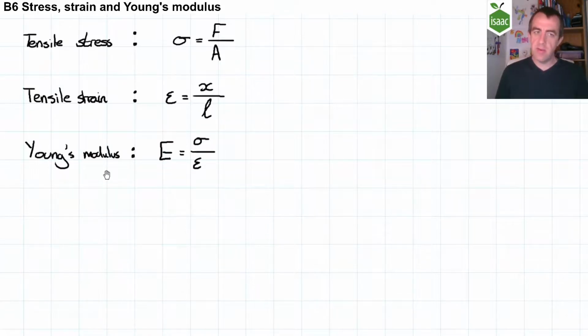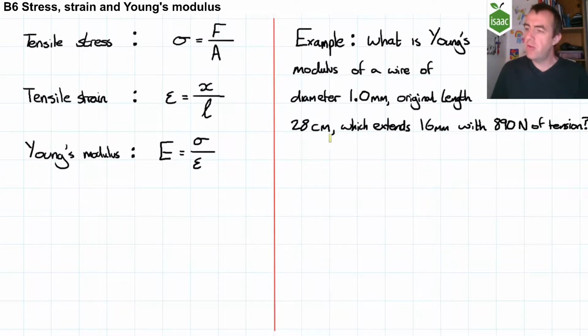Young's modulus of a substance is the tensile stress divided by the tensile strain. And usually it's given in gigapascals because usually it's a very high number indeed. So here is a typical question asking you the Young's modulus of a wire. We are given the diameter of the wire and we are given the original length of the wire. We are then told that the wire extends 16 millimeters when we have 890 newtons of tension.